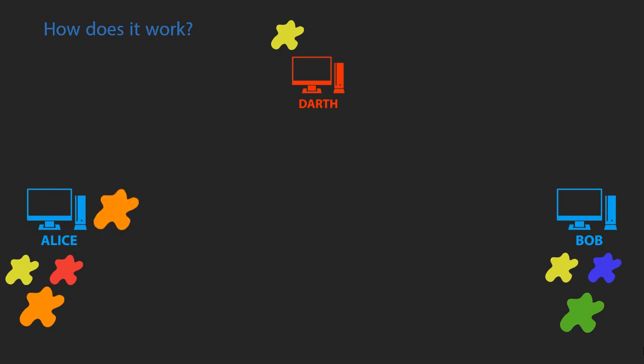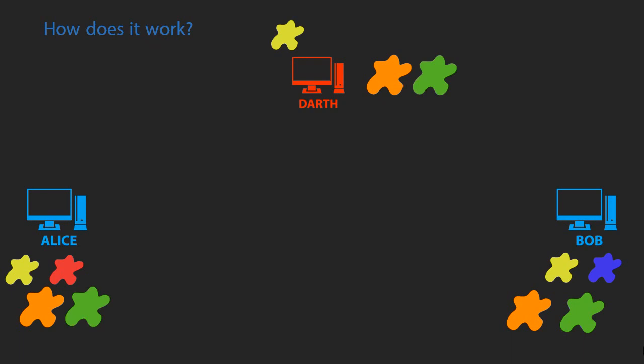Alice then sends the color she generated to Bob. Realize that Darth is listening to the conversation and hence knows the color. Next, Bob also sends the color he generated to Alice. Darth intercepts it, of course. The color exchange is now complete.